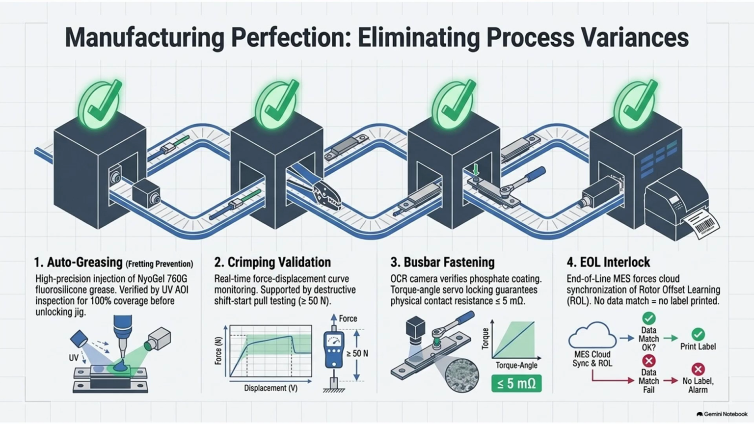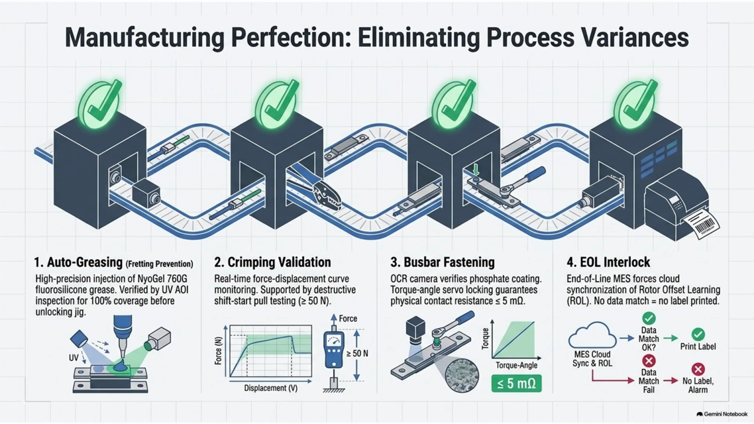It then compares that physical truth to the 0-degree mark reported by the freshly assembled encoder. It mathematically calculates the exact offset angle between the physical magnet and the digital sensor. And permanently writes that calibration offset into the motor's control software. And crucially, that specific ROL calibration data must be successfully uploaded directly to the MES cloud.